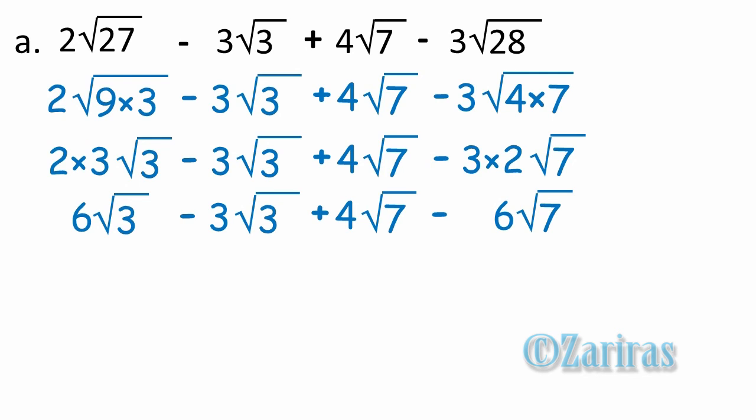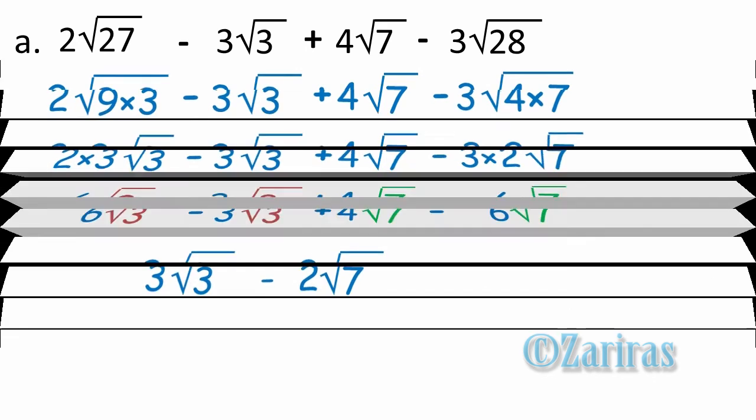Yeah, so now we could see some similar surds. We have root 3 and root 7. Now we could add and subtract them. Let's first see the root 3. We'll place the root 3 first, and see the coefficients of root 3: 6 minus 3 is 3 root 3. Next we have square root 7. We'll place the root 7 and see the coefficients: 4 minus 6 would be minus 2. 3 root 3 minus 2 root 7 is the simplified answer.